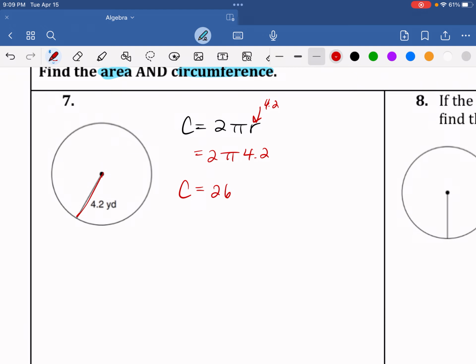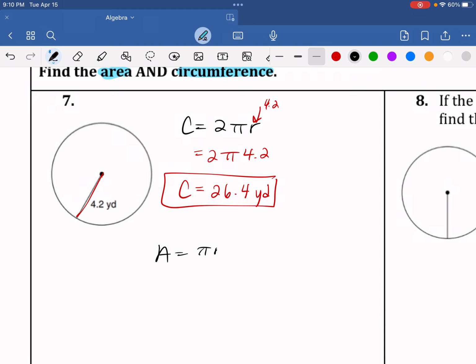And we get 26.4, so that's yards. It does not have squared. Perimeter does not have squared. That just means that's how long it is around the edge. Like if you put a string around right here, you would need 26.4 yards.